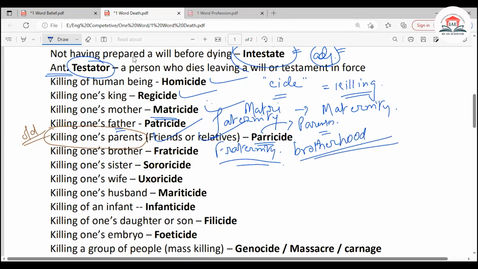Brotherhood, bhaichara, right? So this is patricide, bhatritva.